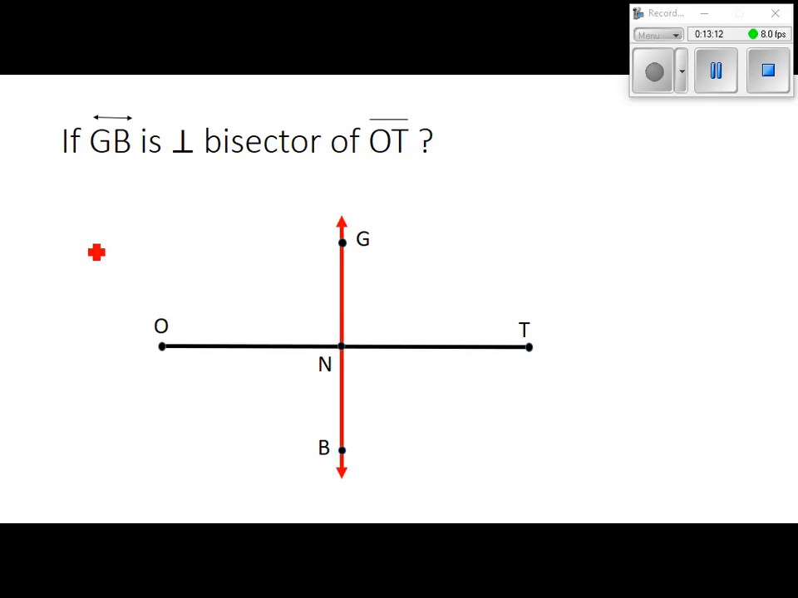Looking at this, if line GB is the perpendicular bisector, you'll never see me write out the words perpendicular bisector. That's more writing out than I'll probably do, because it's too much to write out. Line GB is the perpendicular bisector of OT.